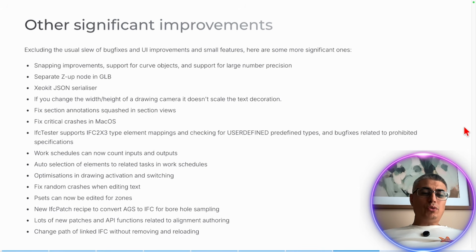Very cool. New IFC patch recipe to convert AGS to IFC for borehole sampling. Wow, this is very useful actually. Lots of new patches and API functions related to alignment authoring. Change path of linked IFC without removing and reloading. Oh, that's a neat one as well.